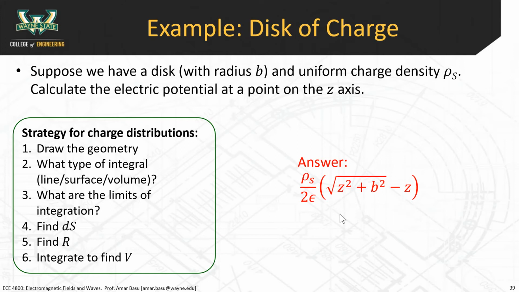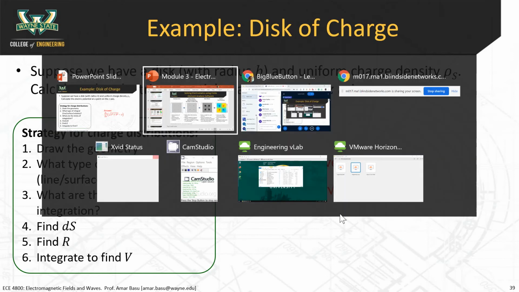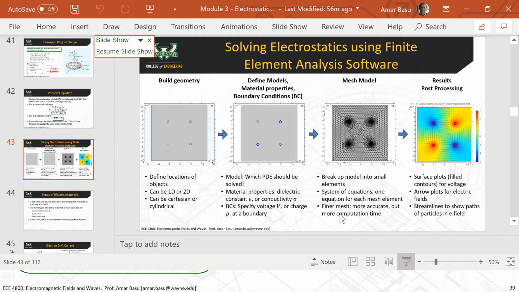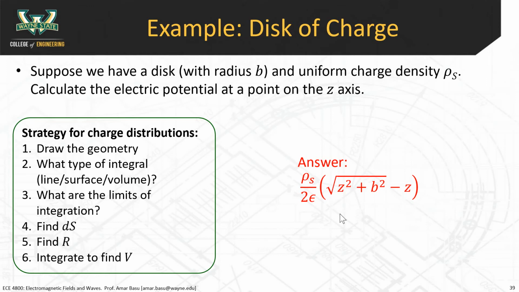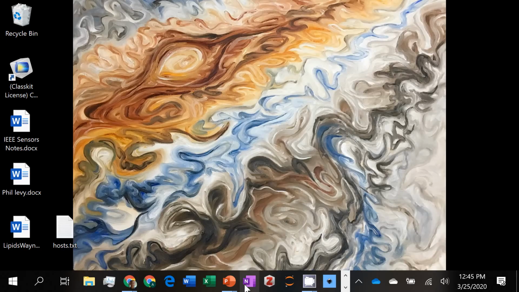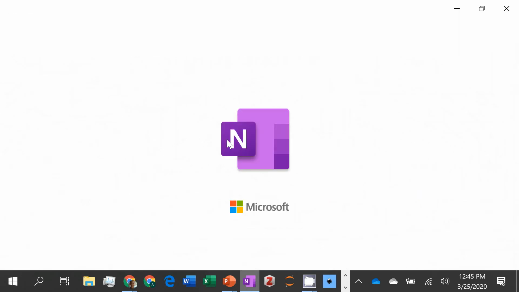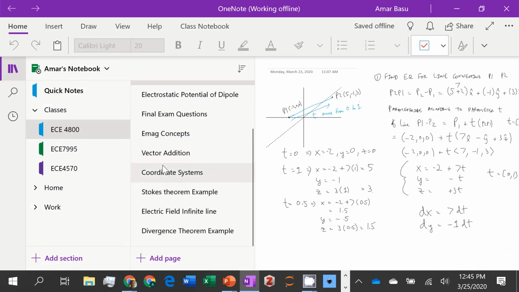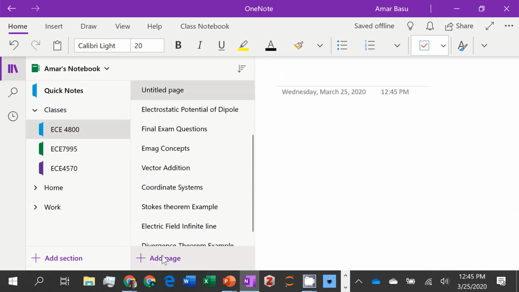Okay, so the first thing we'll do is just draw the problem. So let me go to my PowerPoint here. Sorry, not my PowerPoint. OneNote. Give this a second. All right.